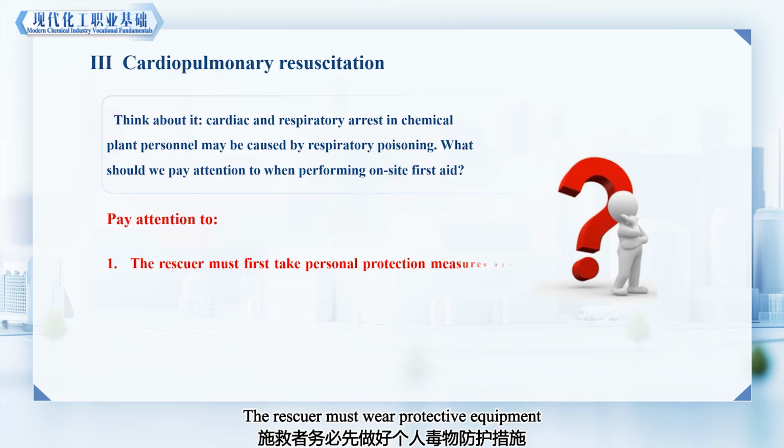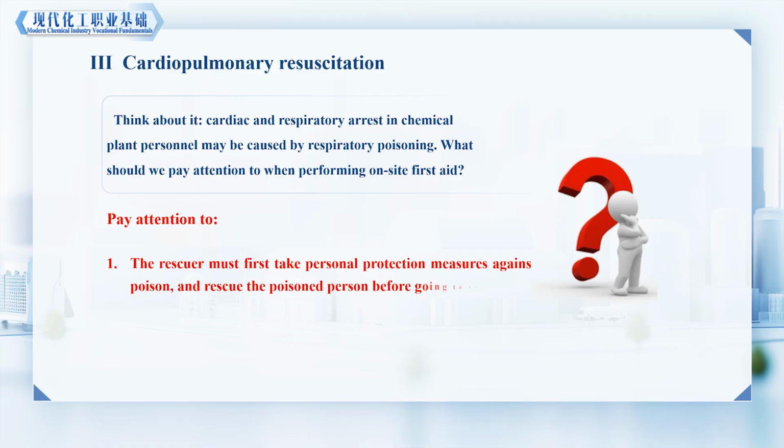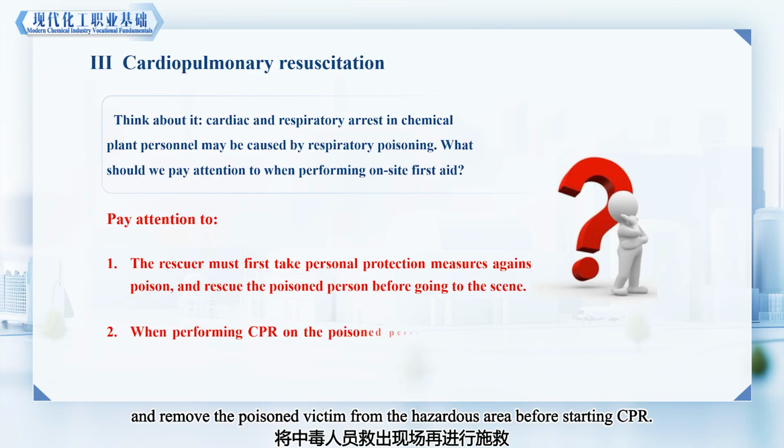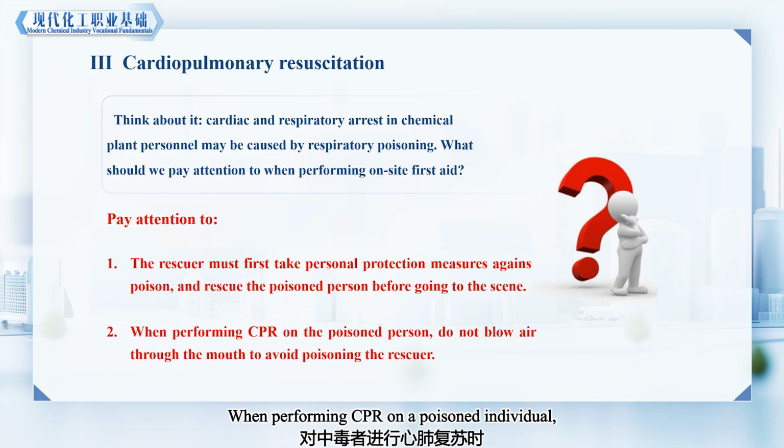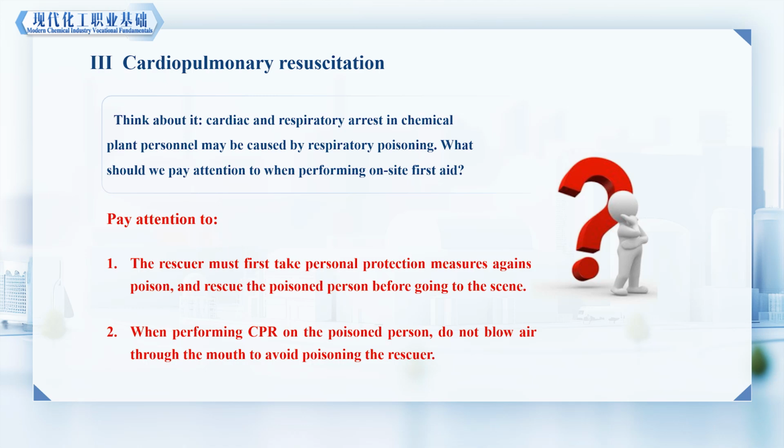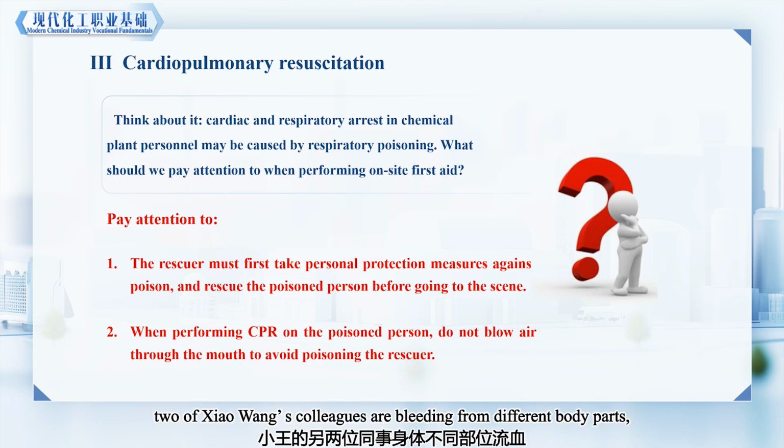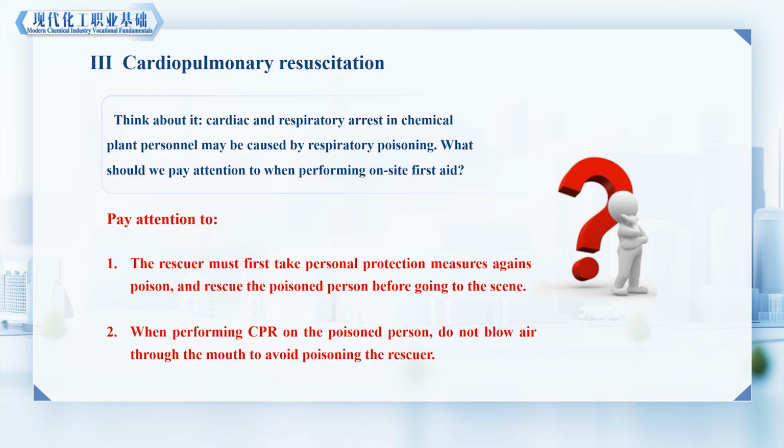The rescuer must wear protective equipment and remove the poison victim from the hazardous area before starting CPR. When performing CPR on a poisoned individual, do not perform mouth-to-mouth resuscitation to avoid poisoning the rescuer. Based on the scenario, two of Xiaowang's colleagues are bleeding from different body parts and require bleeding control and bandaging.